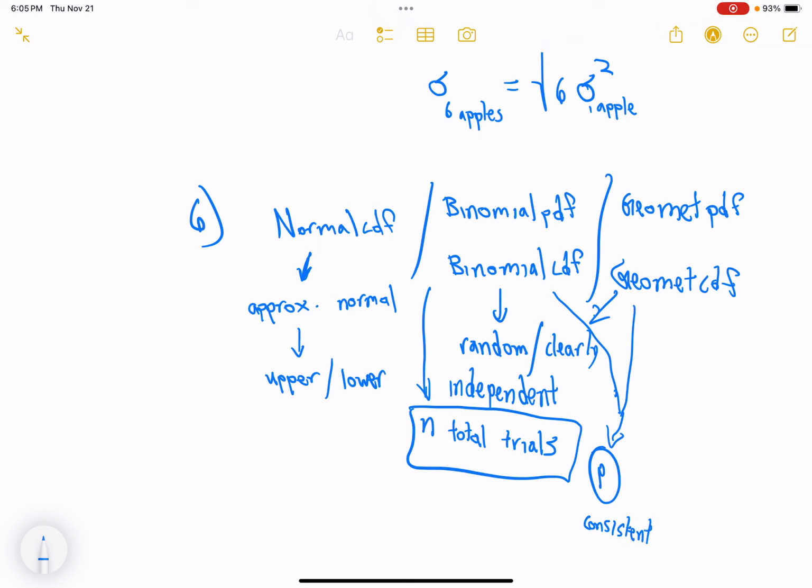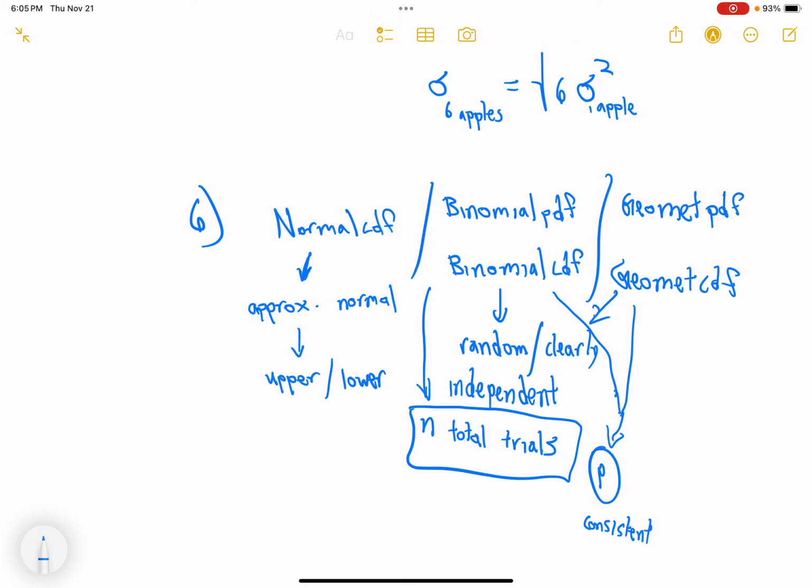Consistent. Look at me saying consistent. We need a consistent probability. It cannot be a changing or wavering probability. It's very important to know that that makes a variable a binomial variable, or a geometric variable for that matter. Consistent probabilities for our success rates and for our situation or odds of success.